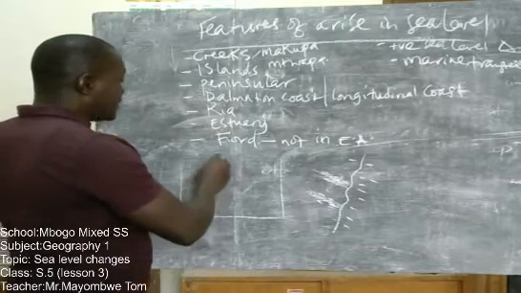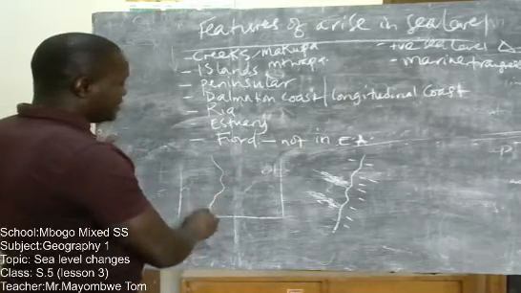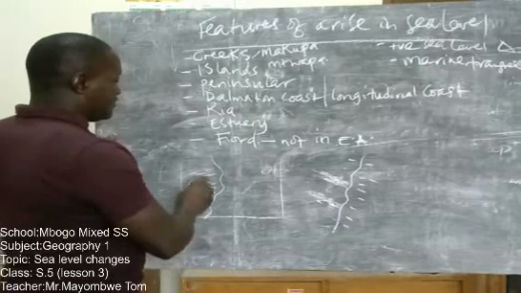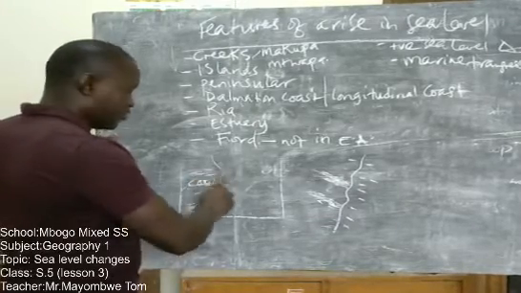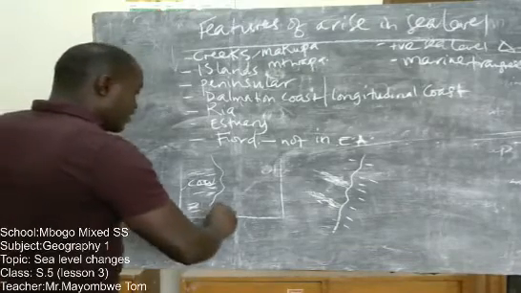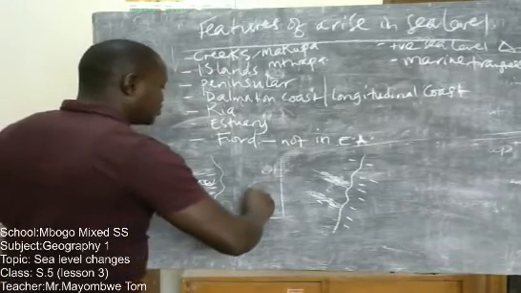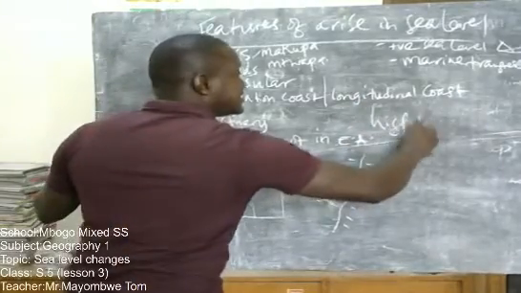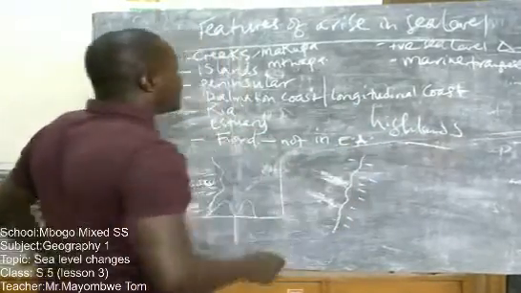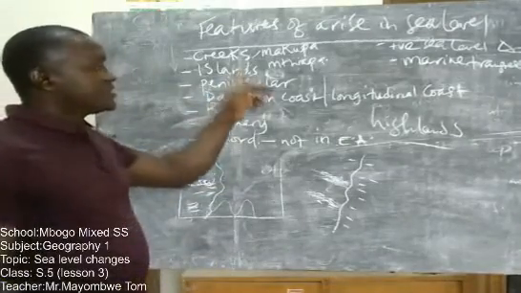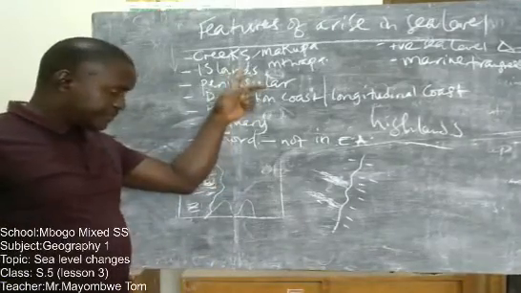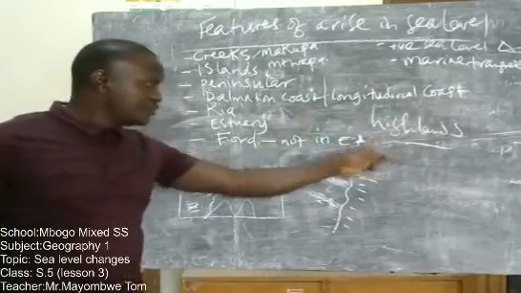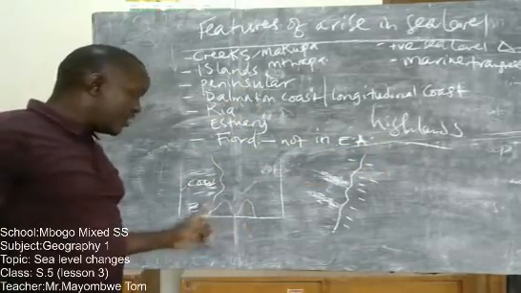If you have this as the ocean, this is the coast. And here you have what we call highlands. We have defined an island as a piece of land surrounded by water. Islands form when highlands, these ones, occur near the coast.